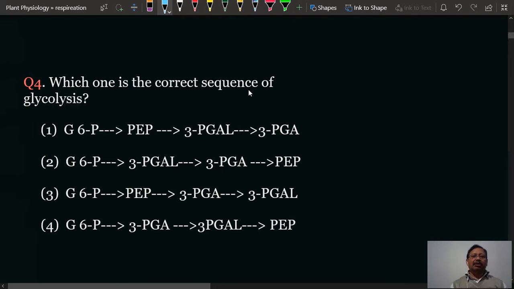Question 4. Which one is the correct sequence of glycolysis? Here the important metabolites of glycolysis have been given. So the correct option is option number 2. Here glucose 6-phosphate is converted to 3-phosphoglyceraldehyde. Then 3-phosphoglyceraldehyde is converted into 3-phosphoglyceric acid, and then to phosphoenol pyruvate, and phosphoenol pyruvate is finally converted into pyruvic acid.